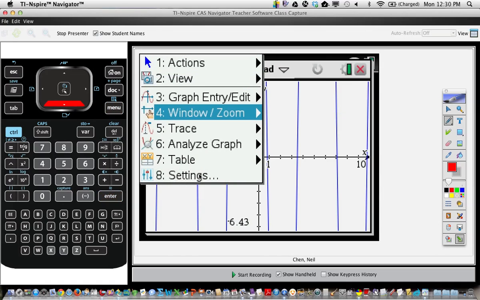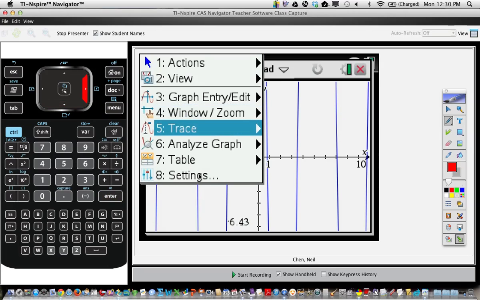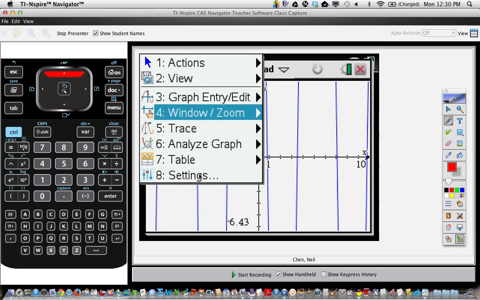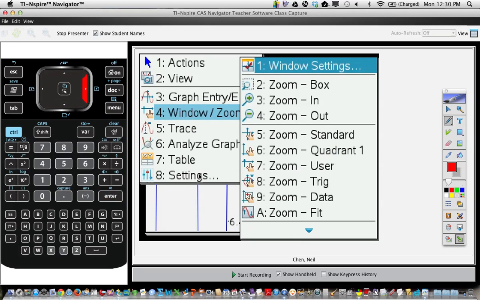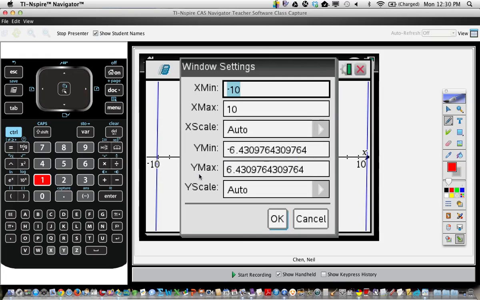So we go to menu, then window. You can just hit the number 4, that's usually quicker. Hit 4, then 1, window settings. That's where we set our x min and max. Our x is going to go from, what did we say, 0 to 10. So it goes 0 to 10, and you can just hit tab or the down arrow. Then here, this was negative 60 to 90. Negative 60 and then 90.